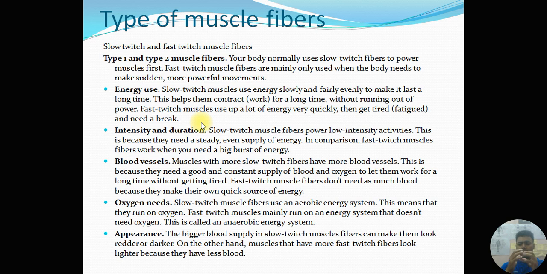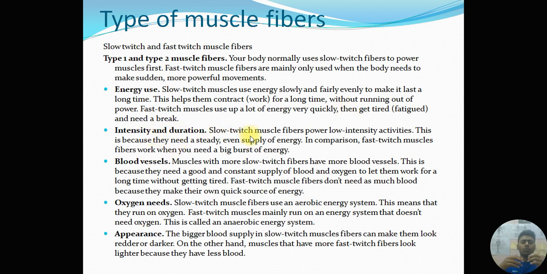Fast twitch muscle fibers need massive energy together. They need very quick energy, like for explosive movements and power movements. They need very massive energy, and they get tired very quickly because obviously there's lactic acid formation happening. You must have learned the energy systems in the previous video. So they get fatigued and need a break after that.